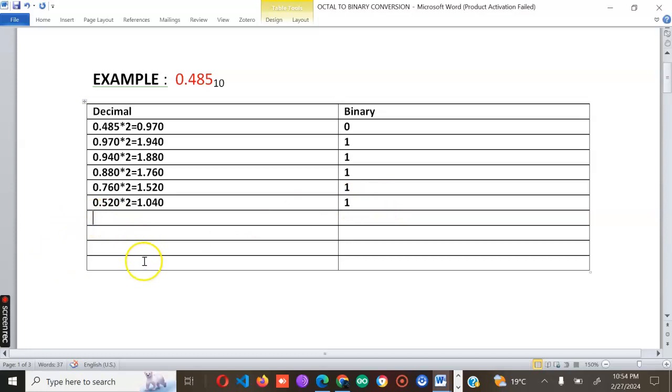Then pick the fraction again, 0.040, multiplying by 2. Remember the rule is always to multiply by 2. There was a mistake here; we are supposed to have 0 there. Multiplying by 2 gives 0.080, so for this one it's going to be 0. Then pick the fractional part 0.080 multiplying by 2, which gives us 0.160.